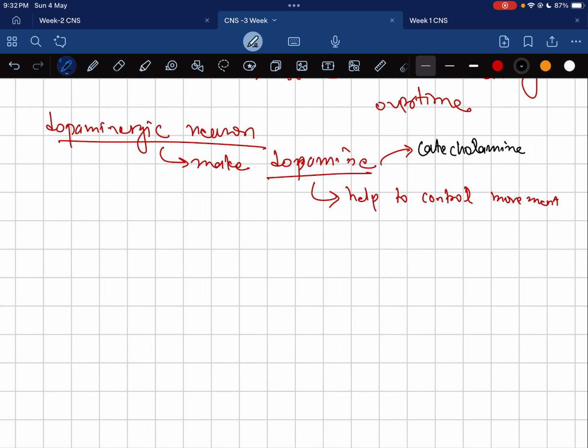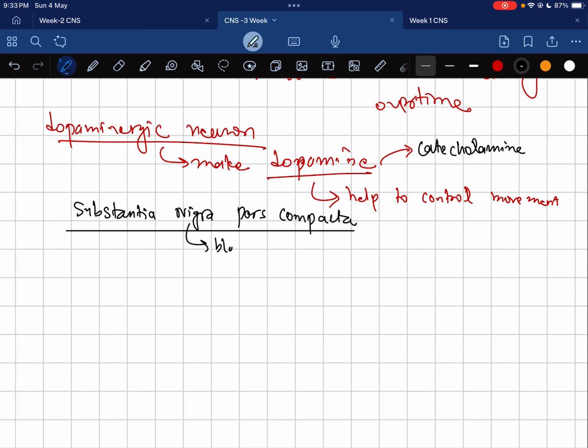These special neurons are located in the brain in the substantia nigra, specifically the substantia nigra pars compacta. Nigra means black. It appears black due to the melanin pigment in these neurons.